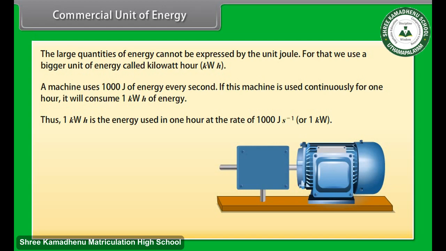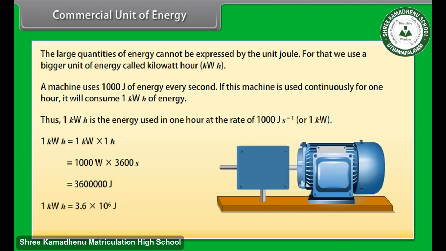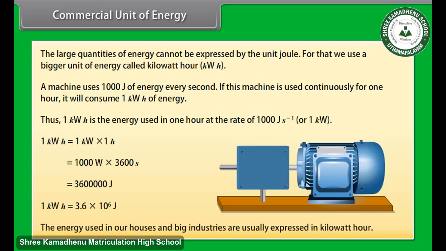So, 1 kilowatt hour is equal to 1 kilowatt into 1 hour, which is equal to 1000 watt into 3600 second, which is equal to 36 lakh joule. 1 kilowatt hour is equal to 3.6 into 10 raised to the power 6 joule. The energy used in our houses and big industries are usually expressed in kilowatt hour.